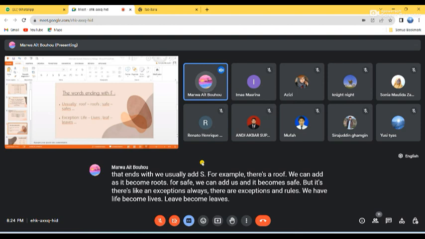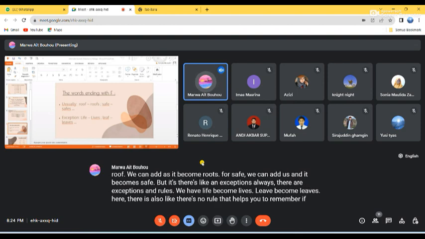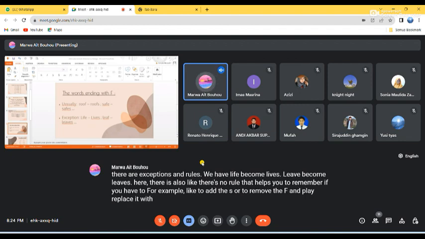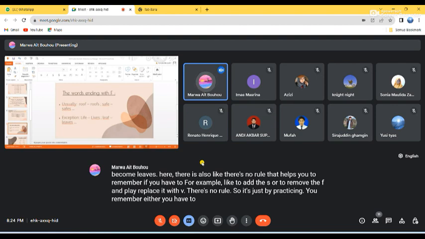Here, there is no rule that helps you remember whether you have to add the S or to remove the F and replace it with V. There's no rule, so it's just by practicing that you remember whether you have to add S or change the F.